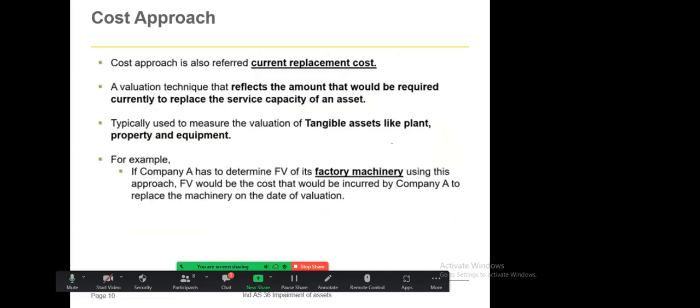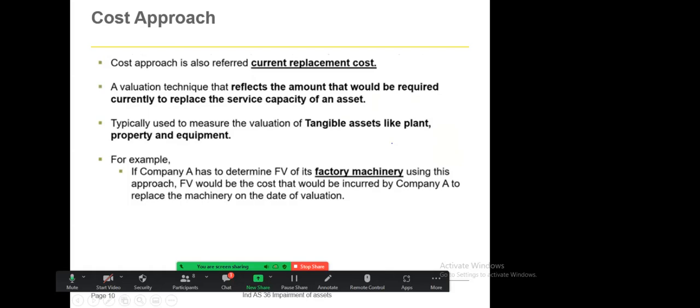Coming on to the next, that is the cost approach. Cost approach is also referred to as current replacement cost. That means, suppose you have an asset and you have to replace that asset. What is the price that you will have to pay to replace that asset? That will be considered as your current replacement cost. It is a valuation technique that reflects the amount that would be required to replace the service capacity of an asset. Typically used to determine the valuation of tangible assets.